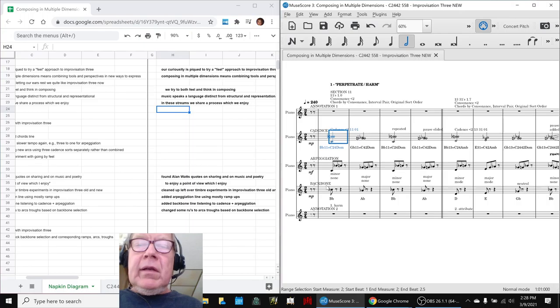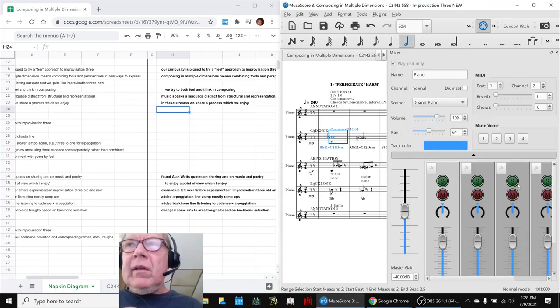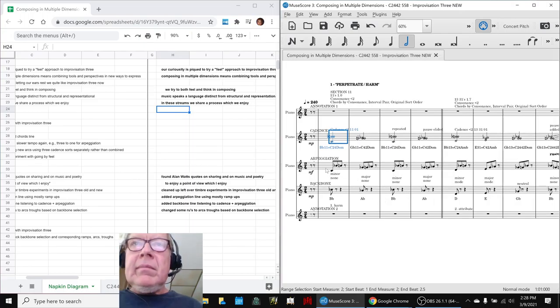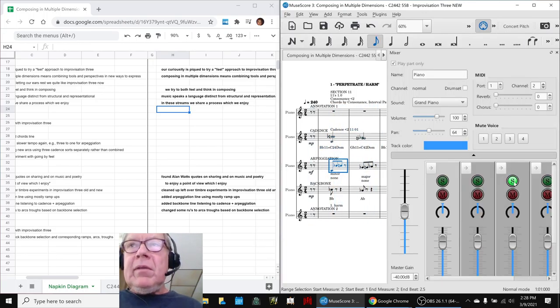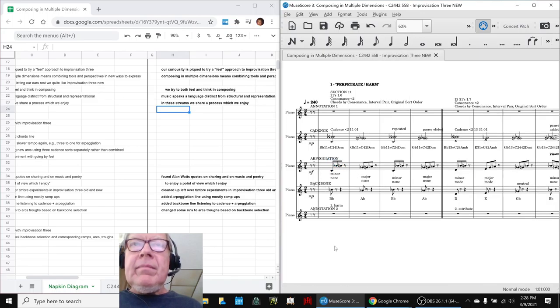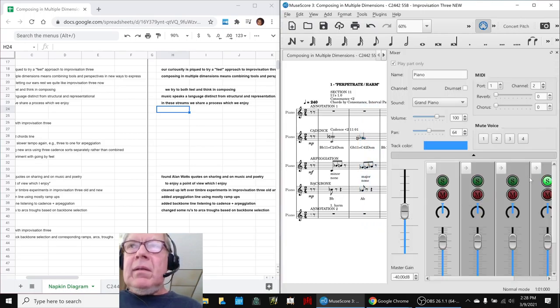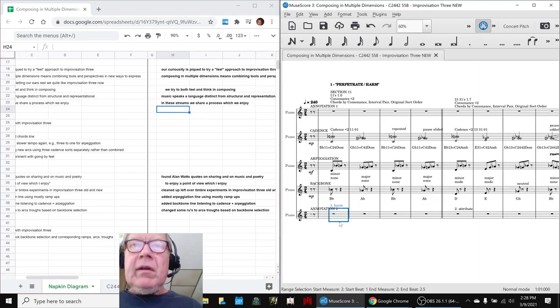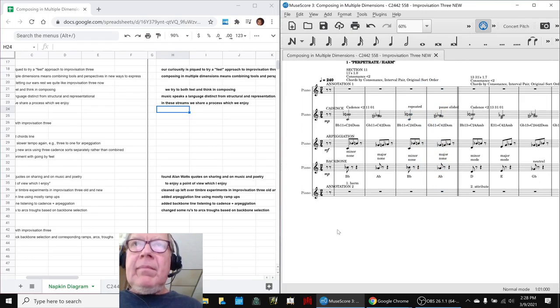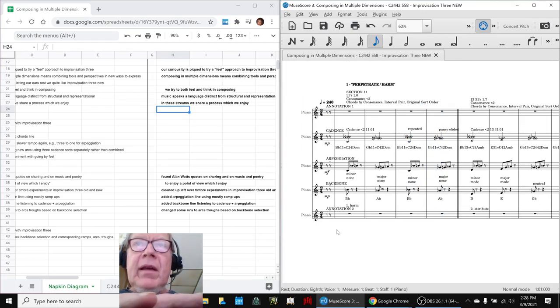And then the arpeggiation line by itself sounds like this. Sounds quite intriguing, gives a little bit of energy to it. And then the backbone line reinforces both of them. And so then together we have a very strong statement. So what we're going to do now is play the whole thing for you. Here we go.